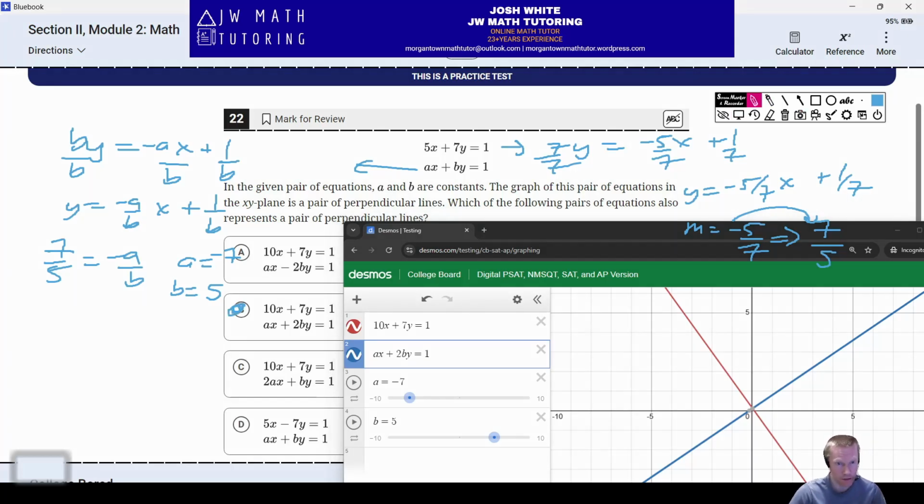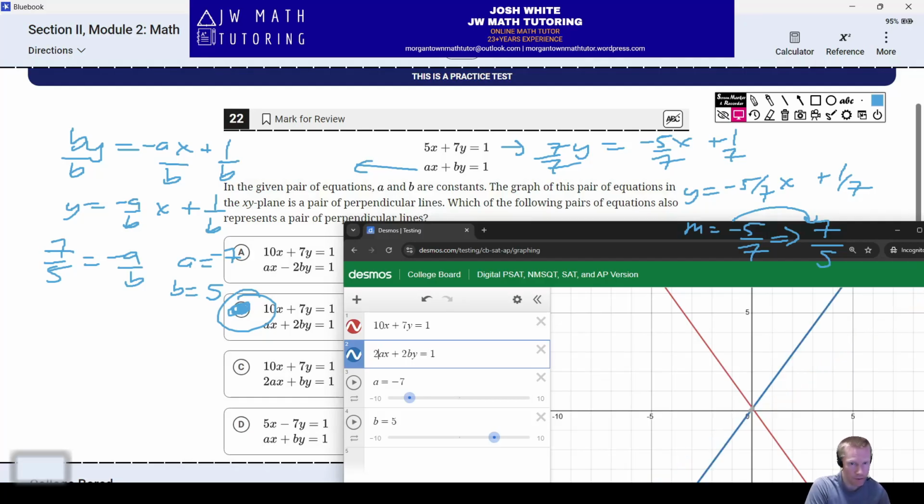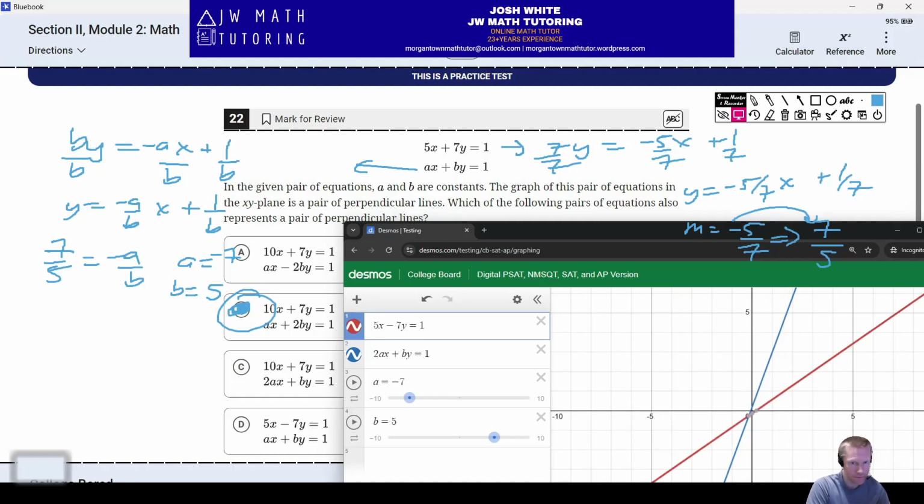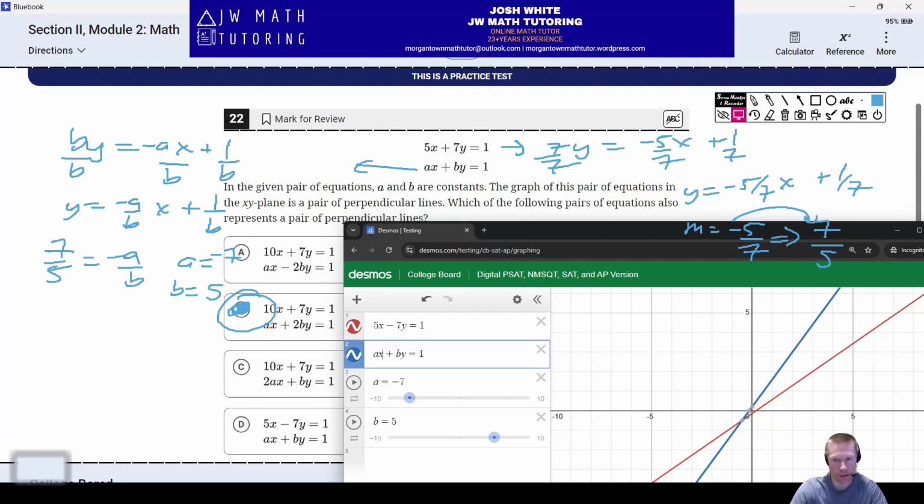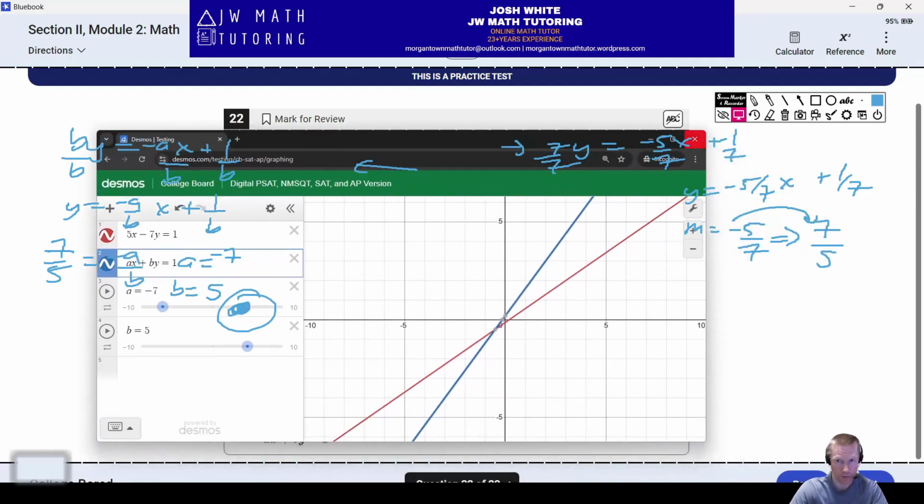But just to confirm, or just to show you that C and D are wrong, let's say we want to do C. So I make this 2 and I get rid of this 2. Okay, these 2 are clearly not perpendicular, so we can ignore them. And then with D, I have to edit the first one. And now we have the second one. Okay, here again, you can clearly see these 2 lines are not perpendicular based on the values of a and b that I chose. Okay, so again, the correct answer is going to be letter B for this problem.